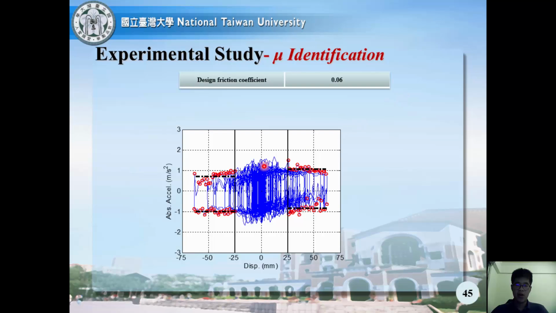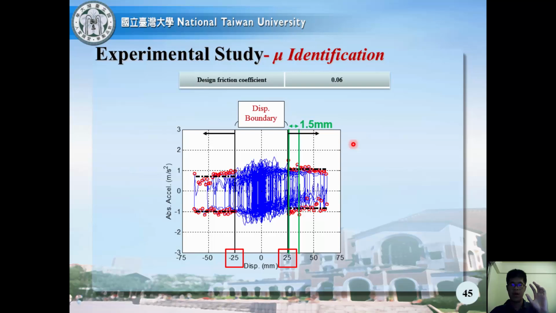We may see that although we neglect the pounding effect during the sliding motion, in the result the pounding effect during the sliding motion is not negligible. So in order to prevent the pounding effect in the identification, a displacement boundary of 25 millimeters was set. Then we pick 1.5 millimeters as an interval, and pick the maximum and minimum absolute acceleration in each interval, where the red circle points are the data points we pick in each interval.